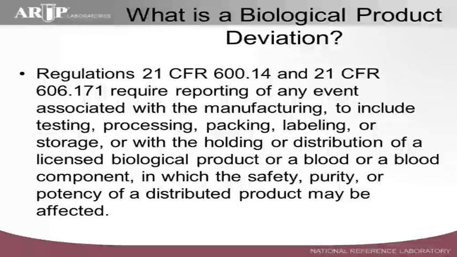So this is just the code that says you have to report things to the FDA. So it's anything with testing, processing, packing, labeling, storage. So storage temperatures for red cells, 1 to 6 degrees Celsius. You have to document the temperature at least every 4 hours. And I stress the at least.